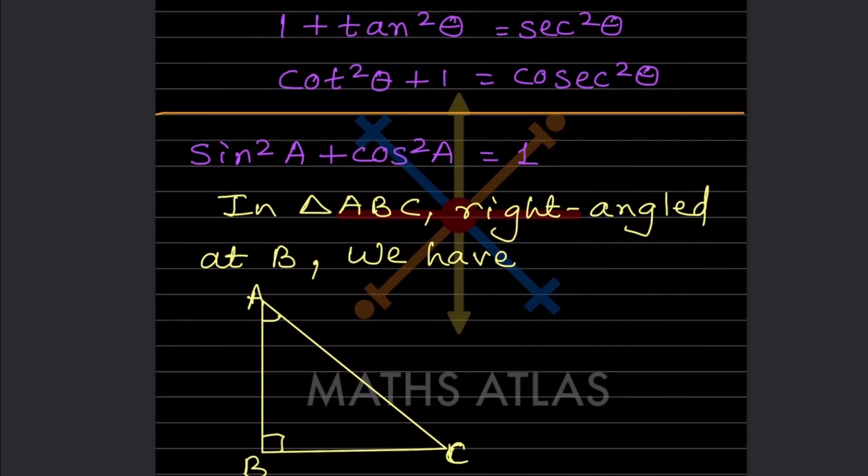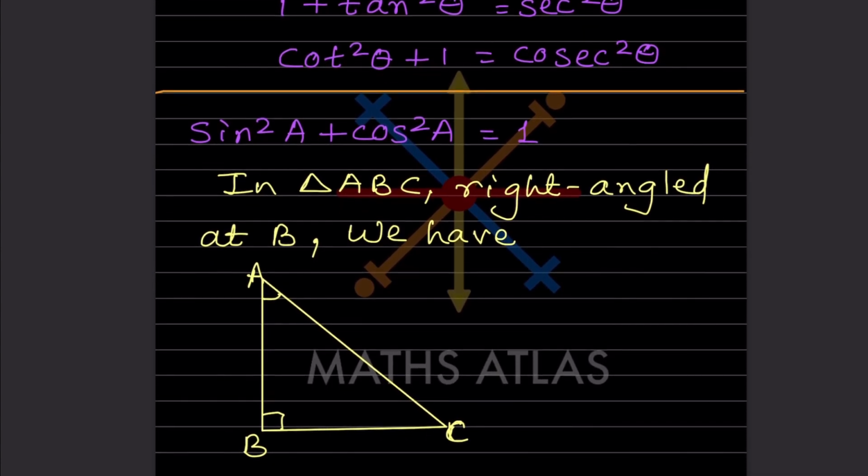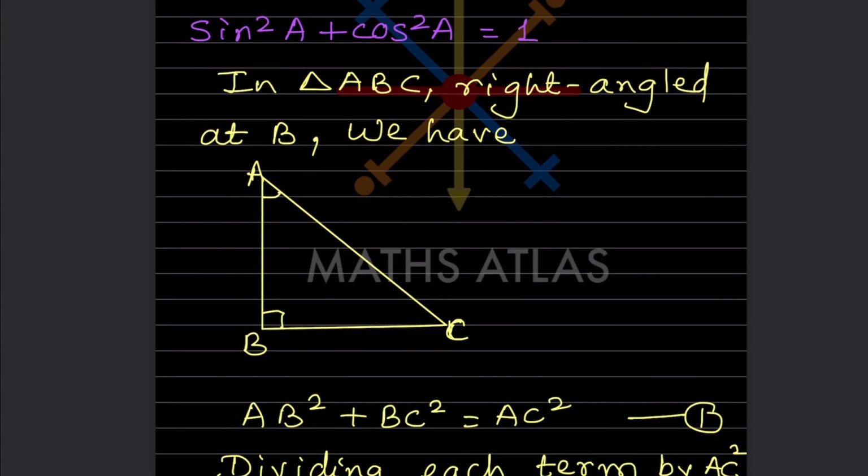So now let us derive this one. Now we can also say sine square A plus cos square A is 1. So let us derive this identity. Let us take a right angle triangle ABC, right angled at B. So the B should be here, near the 90 degree.